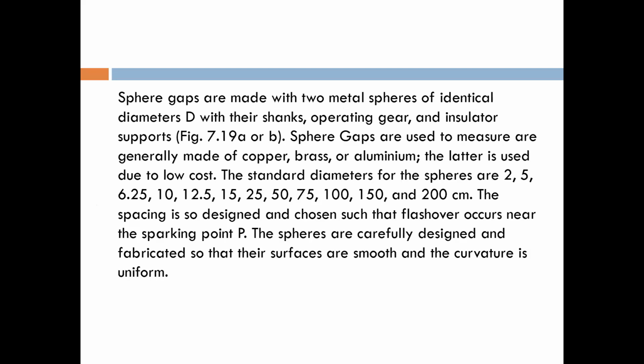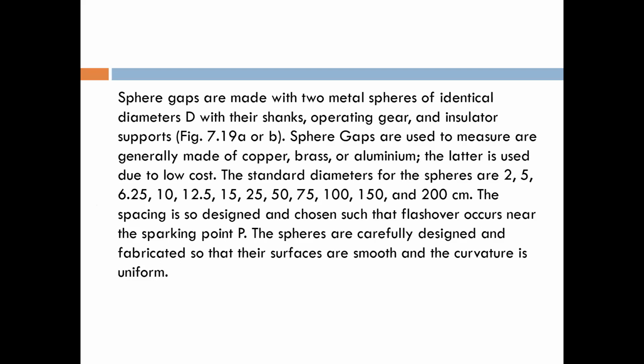We have seen that sphere gaps are made with two metal spheres of identical diameter D, capital D, with the shank, as I have shown in the diagram. The gear is also going to change the distance between the two spheres. Insulator support, I have shown in the diagram. The same thing is going to occur here.